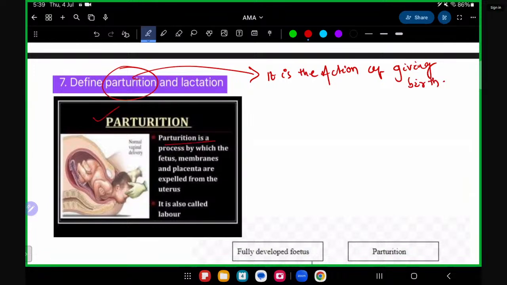Okay, so what is written? Parturition is a process by which the fetus, then the membranes, and the placenta are expelled from the uterus. It is also known as what? Labor. Okay, parturition is the act of childbirth.